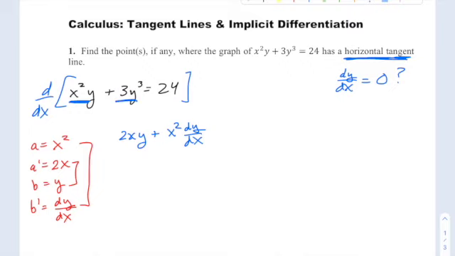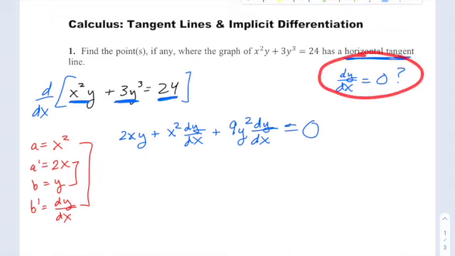Now moving along, the derivative of 3y cubed, that is 9y squared. And hey, we just did the derivative of something other than x, so I need to multiply by dy dx. Equals, and the derivative of 24, that's a constant, so that's 0. Okay, so we want to know where is dy dx equal to 0. That's our ultimate question here.